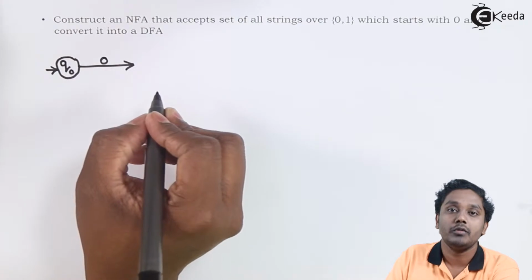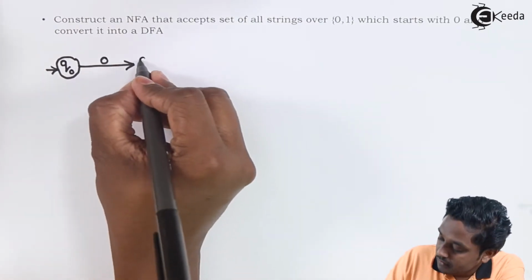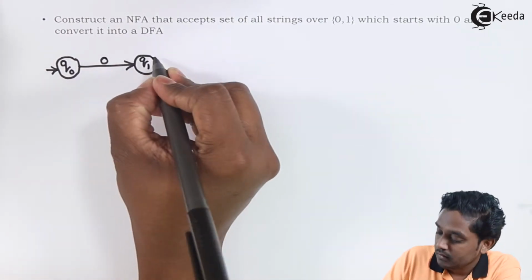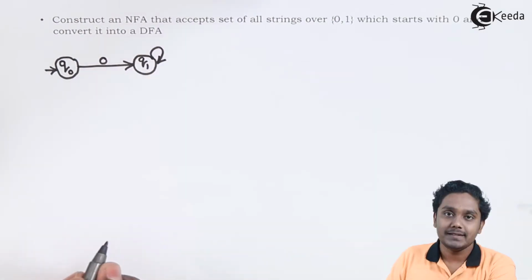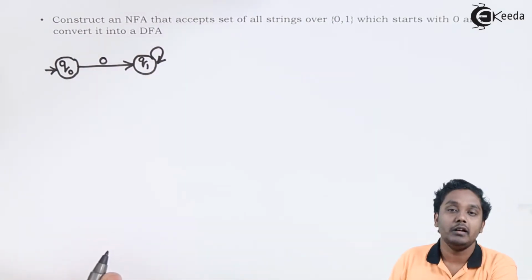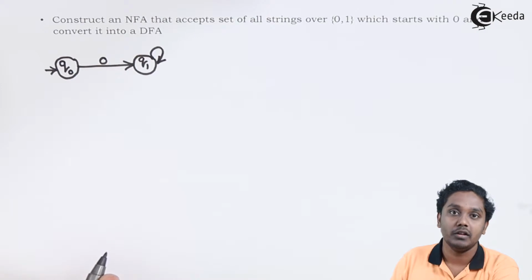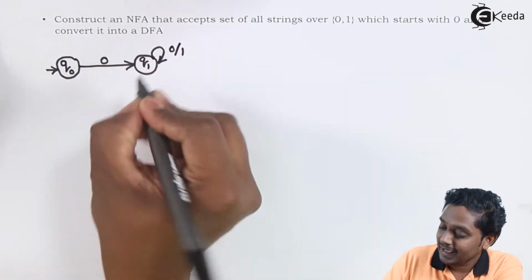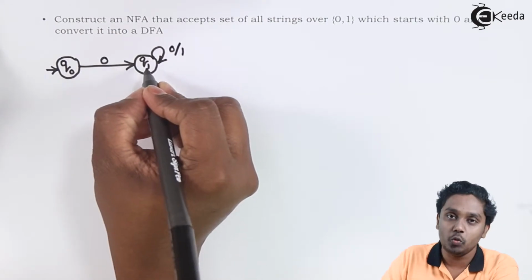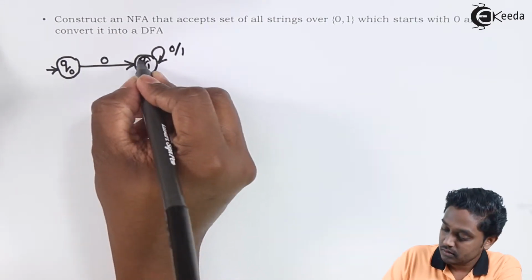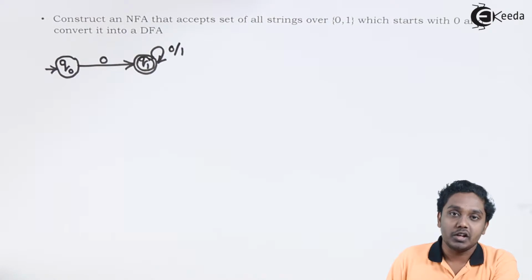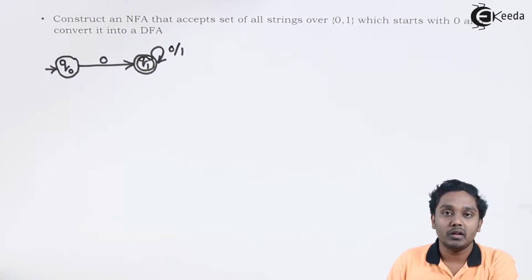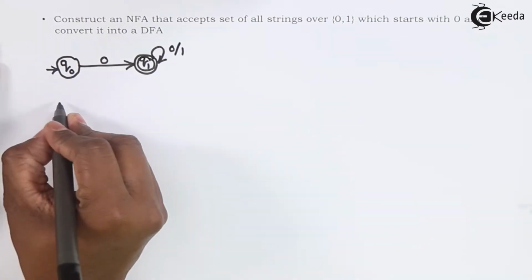On the symbol 0, we will create a new state. Once a 0 is encountered, we know that now all the strings are valid under the given state. Hence, we can mark Q1 as the final state. Now we are done with the creation of the NFA. We can transform the NFA into a transition table.